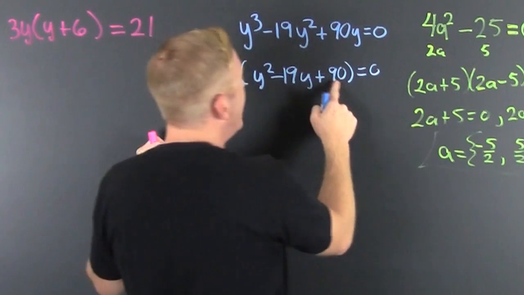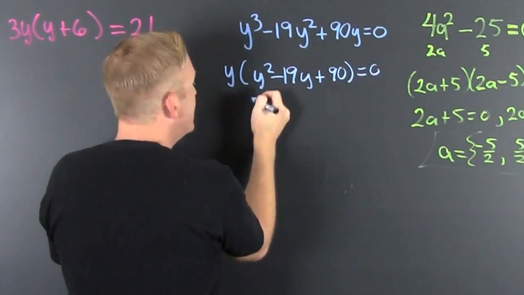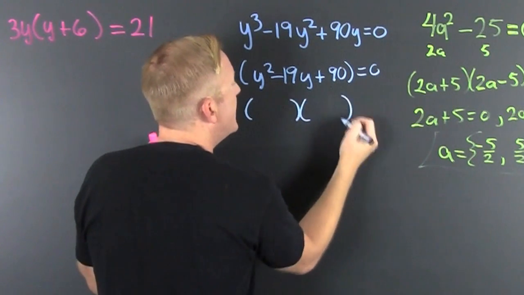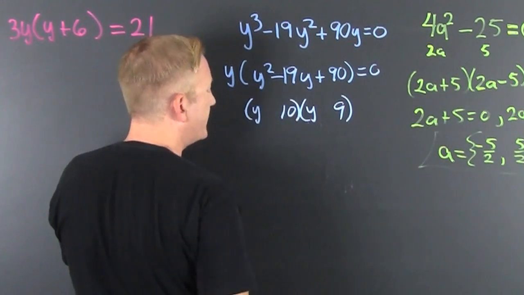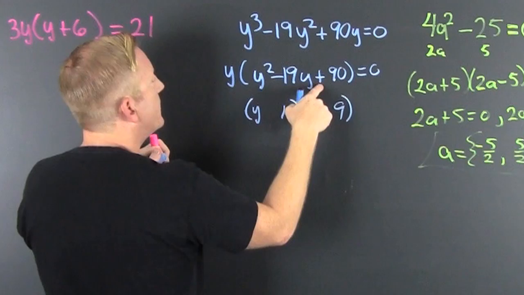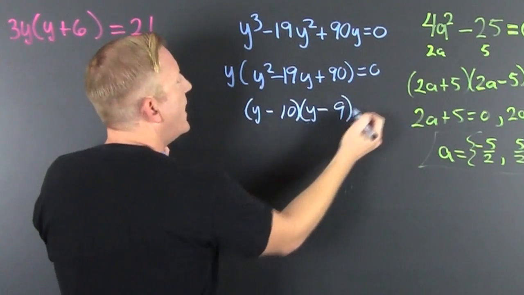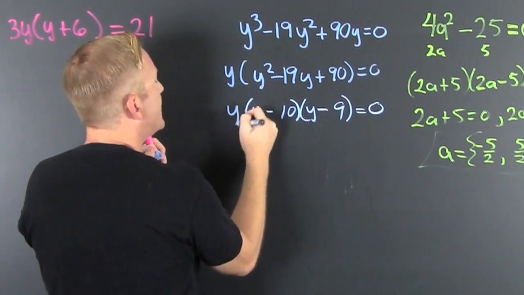We're looking for the factors of 90 that add to be 19. That seems to be 10 and 9. So then I get y and y, 9 and 10. The signs are the same and they're both negative, and that's still equal to zero. What are we going to do with that y? I'm going to bring it right on down here.